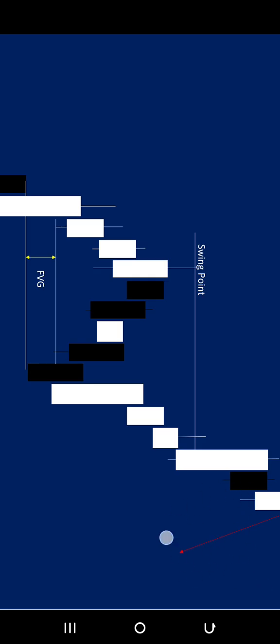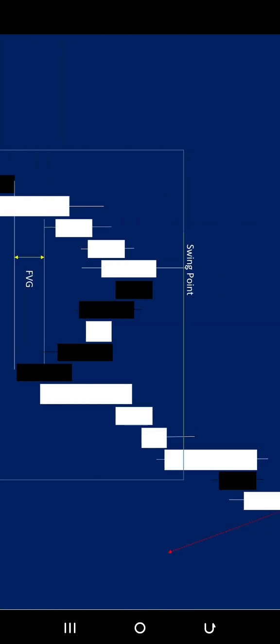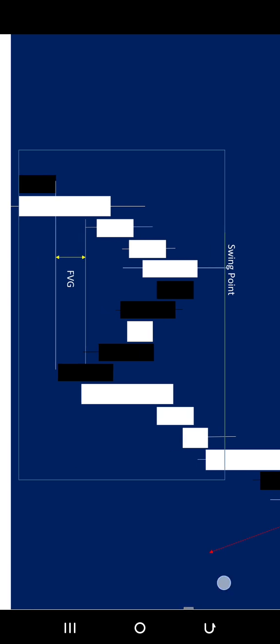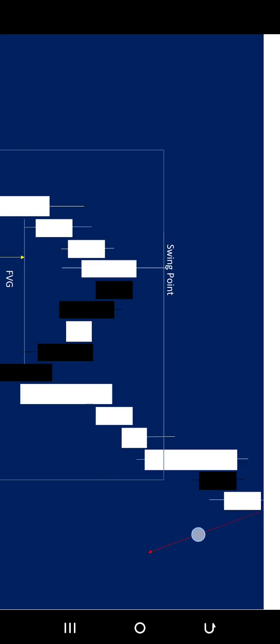Now this area is called what? Fair value area, because it has not been offered. Okay, so now we get to see what happens. Now I have been able to use a box to separate the part where fair value has been offered. Now this part, fair value has not been offered.